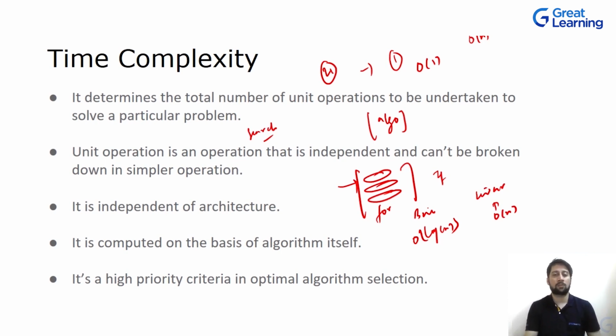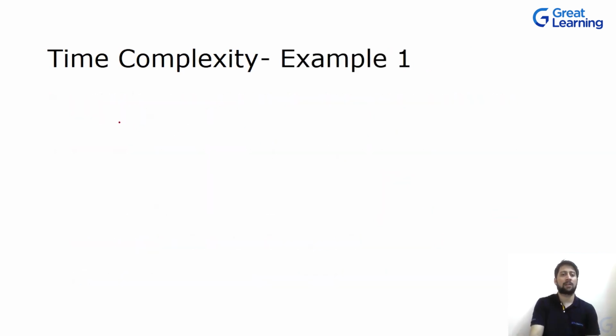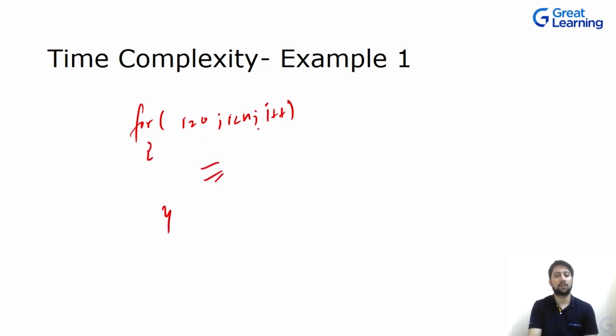Okay, so now let's take an example and try to determine the time complexity of that particular example. Let's suppose you are given a for loop, and in that for loop you are iterating from 0 to n, where i is less than n, and then you're doing the plus plus. Now you're doing some work in it. Since you're traversing from 0 to n, the number of unit operations present in this for loop is big O of n.